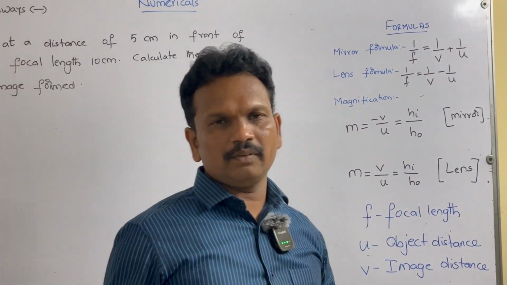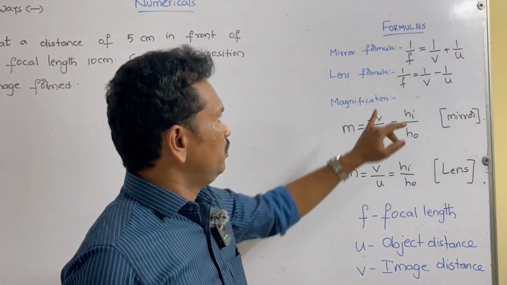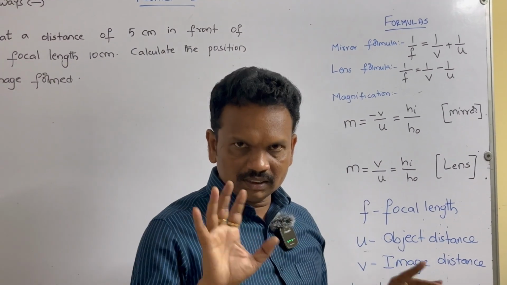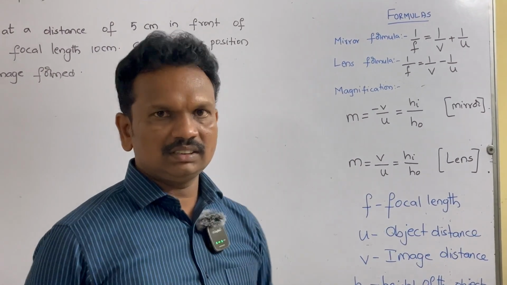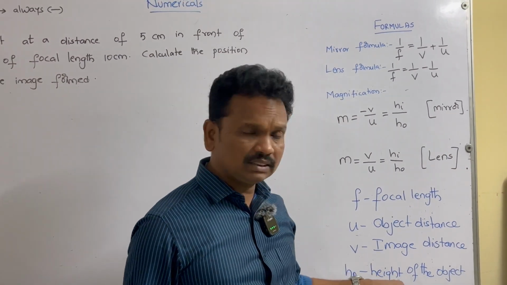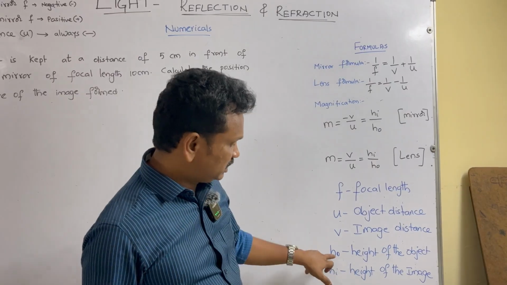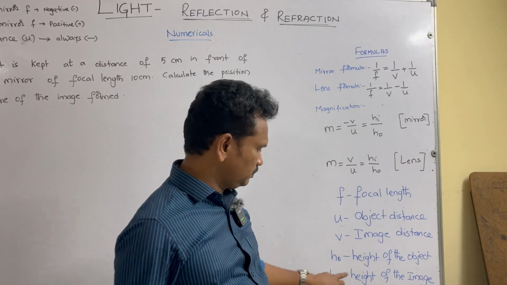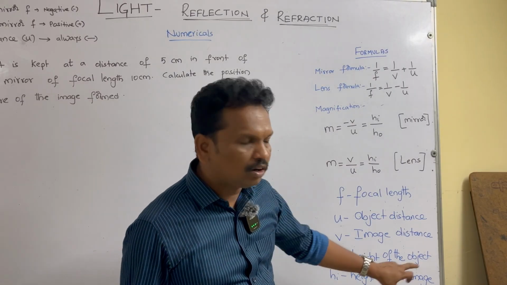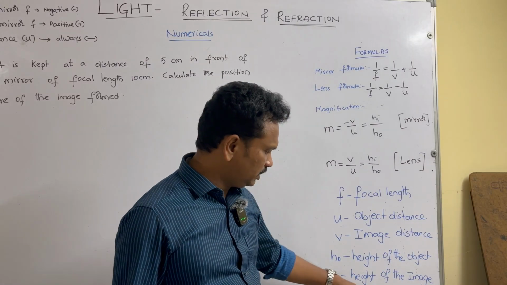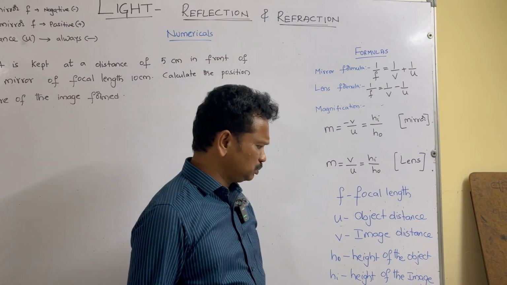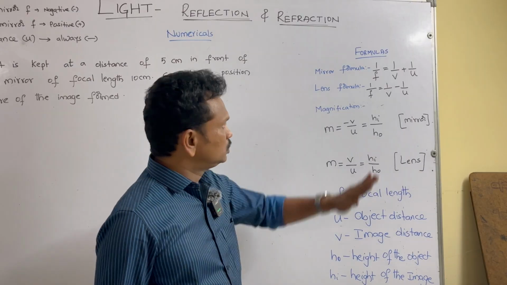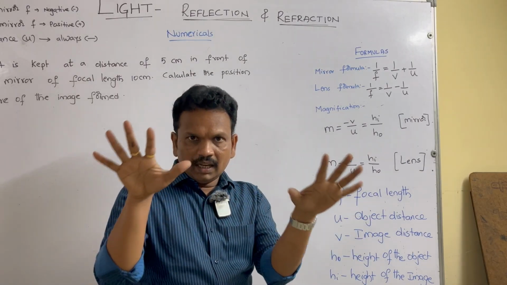And what is f, v and u? f means focal length of either lens or mirror. u means object distance. v is image distance. ho means height of the object: h means height, o means object. Again hi, height of the image: h height, i means image. In some textbooks they give it like h dash by h, whatever it is. The formula remains the same. So these are the formulae in the entire light chapter.